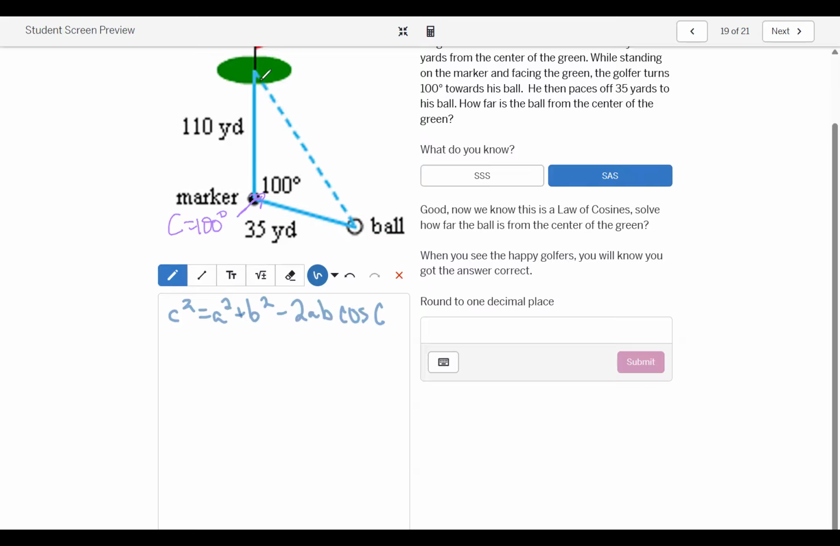That means the side I'm looking for is side C. So that means my 110 and my 35 are A and B. Now it doesn't matter which one we call A and which one we call B. So I'm going to call 35 A and I'll call the 110 B. But now that they're all labeled, I can fill them into their positions and use the formula to solve.